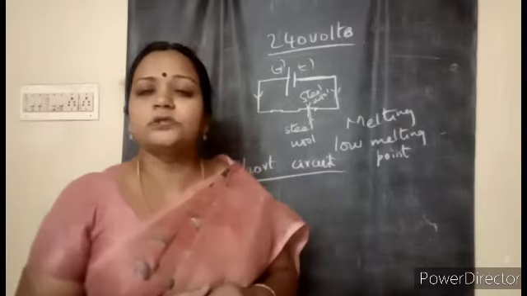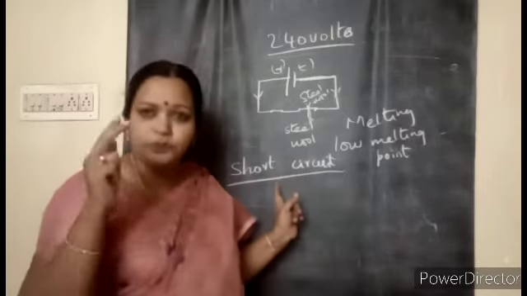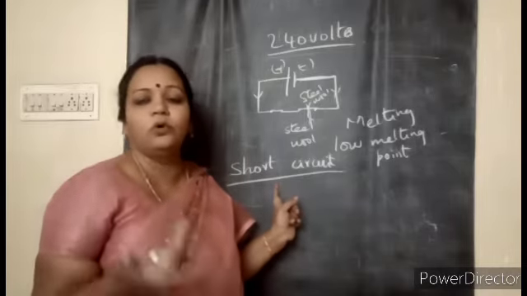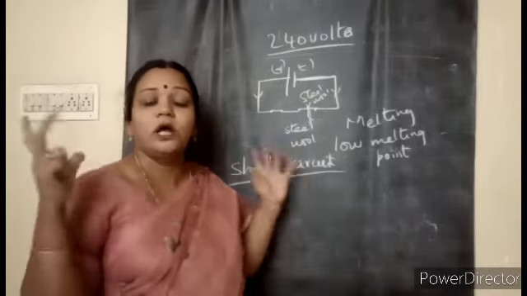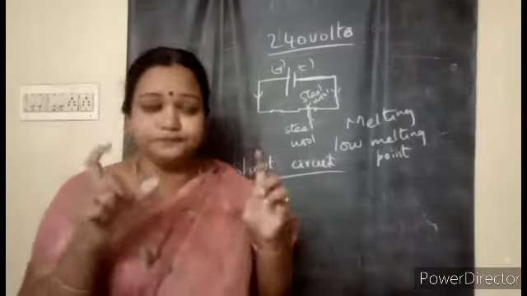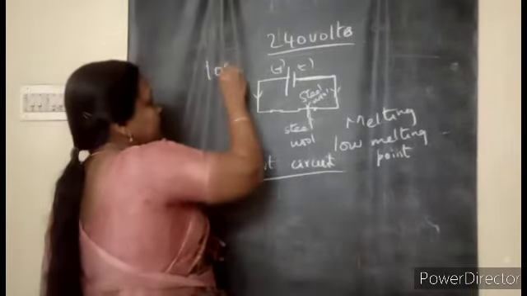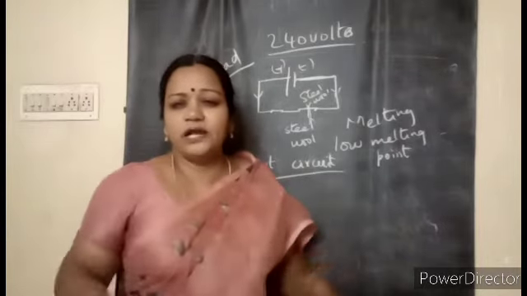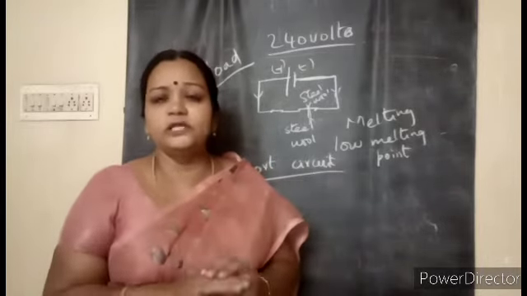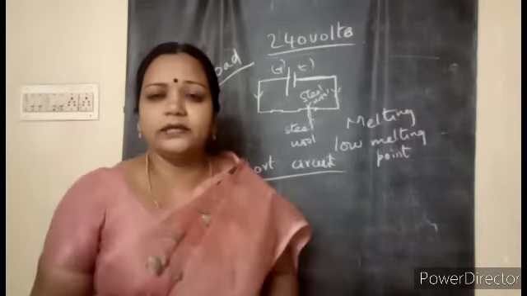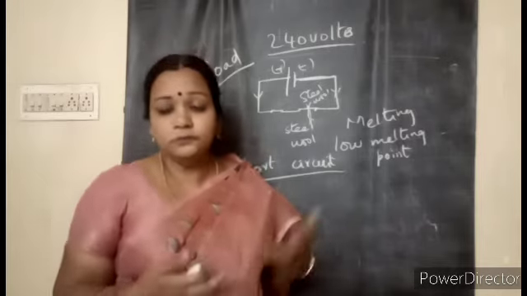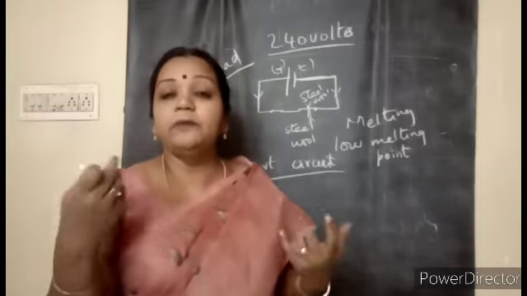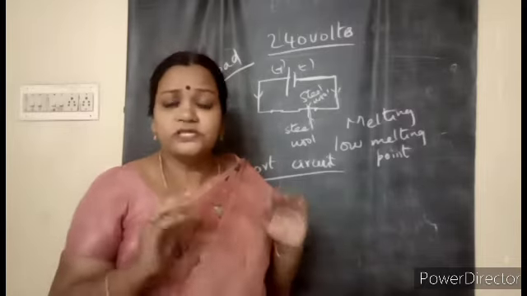So what is a short circuit? That circuit is going to be a short circuit. Why? Because of excessive current flow, touching of wires or too much load. I told you, load means the different appliances, the devices we are connecting to one circuit. Too many connected may result in a short circuit, sparks may come, and it may lead to a fire accident also. So this has to be avoided.